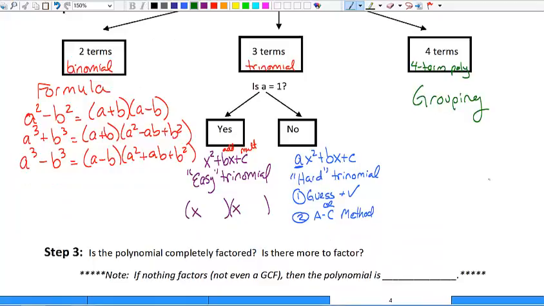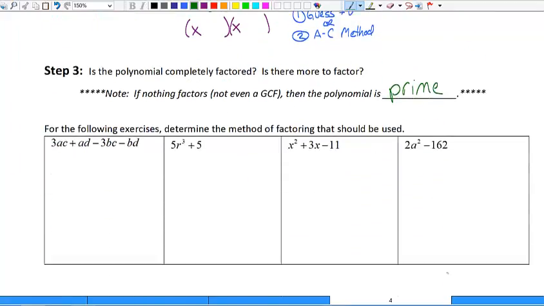The third step is to ask yourself, is the polynomial completely factored? Because sometimes you factor using one of these methods, but there's more to factor. If there's more to factor, you need to keep doing that. Go back: are there 2, 3, or 4 terms left? And keep doing it until each one of those terms is completely factored. Note, if nothing factors, not even a GCF, then we call the polynomial prime.